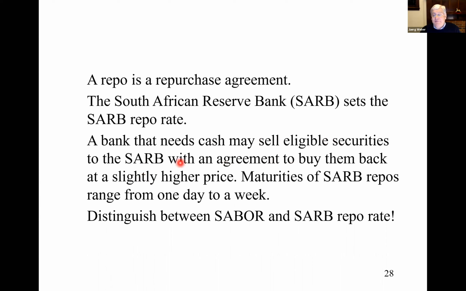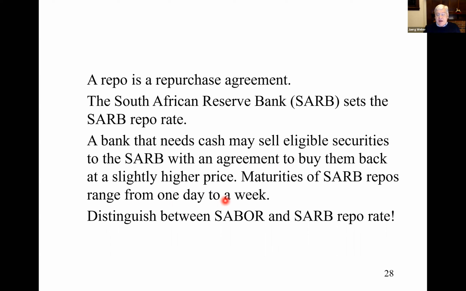So the private bank takes some securities. Only some securities are eligible, so it cannot take all securities. It must be eligible securities. There are certain requirements here. So it takes those eligible securities, it sells them to the Reserve Bank maybe for a price of 100, and makes an agreement to buy them back on the next day for a little bit more than 100. So actually, the bank then has the cash for 1 day because it has sold those securities. It can use the cash for 1 day, and it pays interest because it has to pay back a little bit more the next day. So maturities go from 1 day to about 1 week.